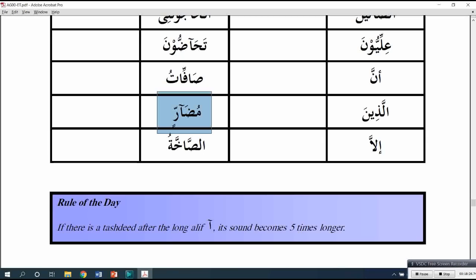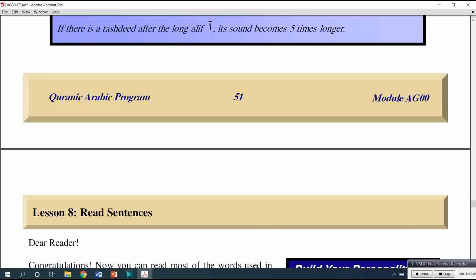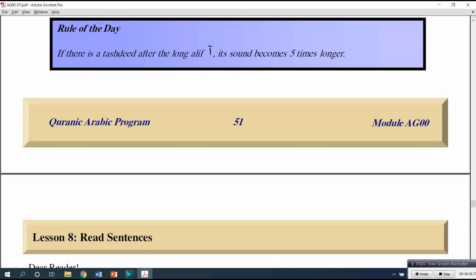So this is the end of the lecture. In the next lecture we will discuss the read sentence. This will be a practice for you. We will do it in the next lecture.